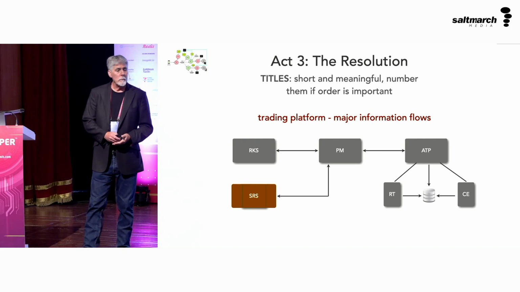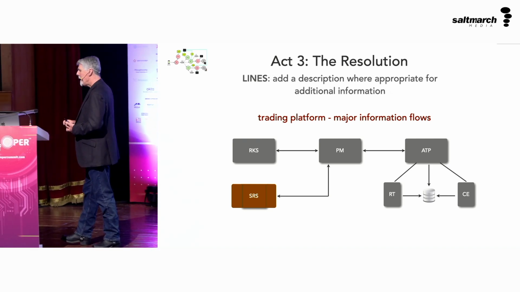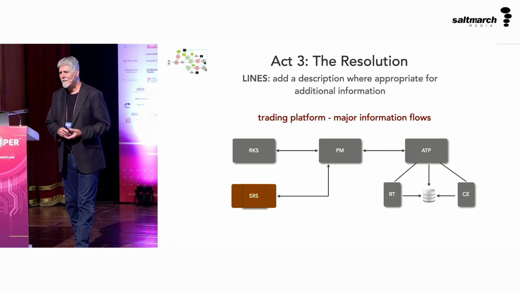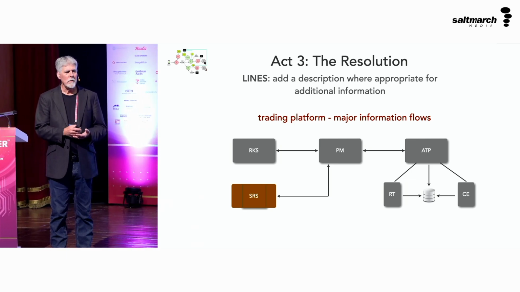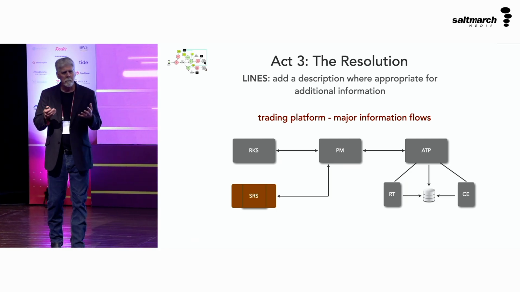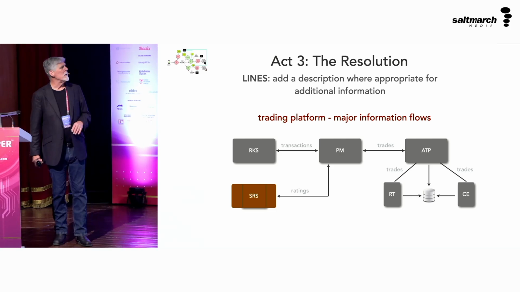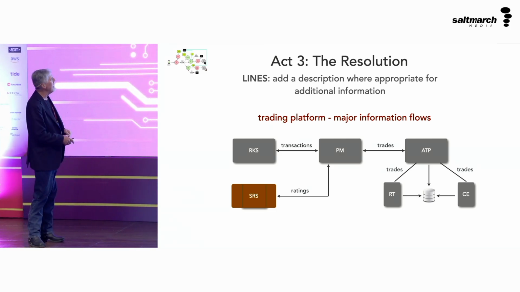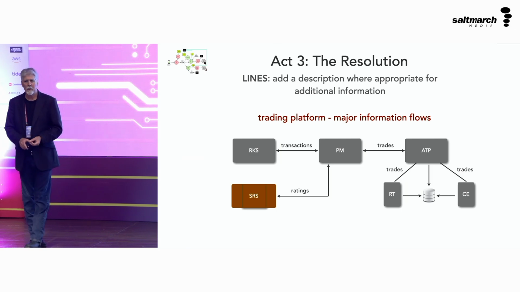Okay. So next thing are lines. Every architect I know struggles with lines. So the first part is this. I have no idea. You're saying these are the major information flows, and you're just showing lines. So add a description to the line. It provides that line context. Oh, so transactions go back and forth between RKS and PM. Trades go to ATP. Also, trades go to RT and CE, and ratings go to SRS.